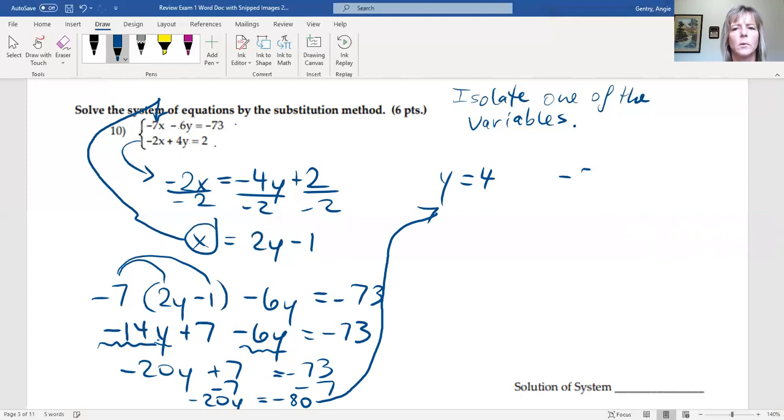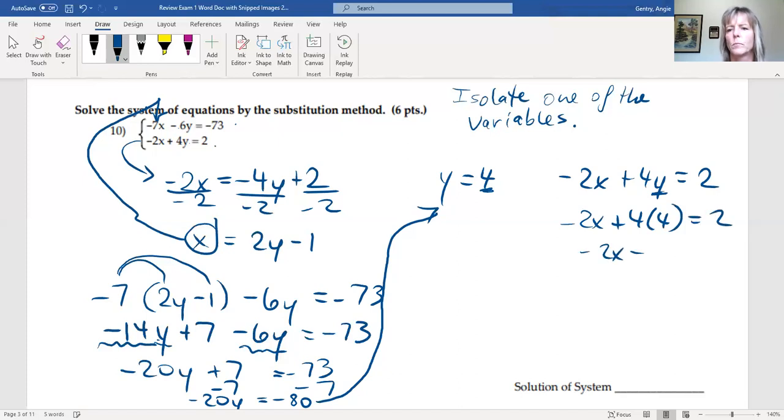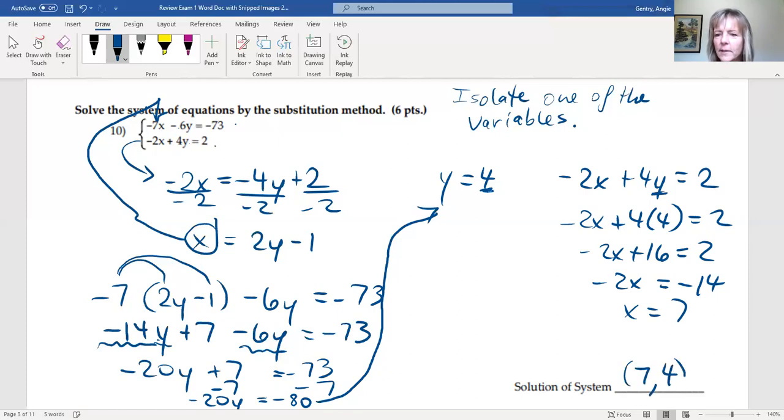Which one's the easier one? Well, I'm going to grab that one. That 4 goes right there. So subtract 16. And again, if you need to pause here, I'm going a little bit faster because you can pause. And I've been here a long time and I'm ready to go. Okay, so x is 7, y is 4, and that's the solution to the system using the substitution method.